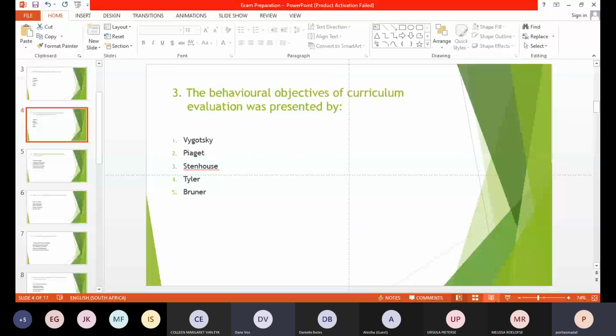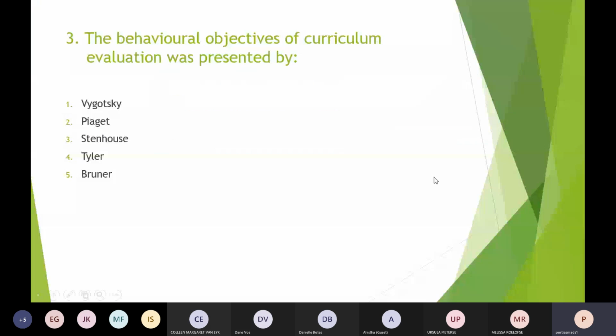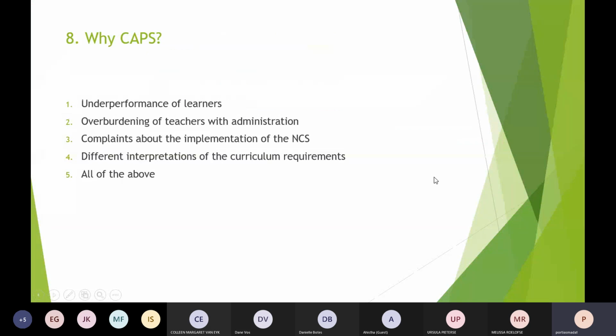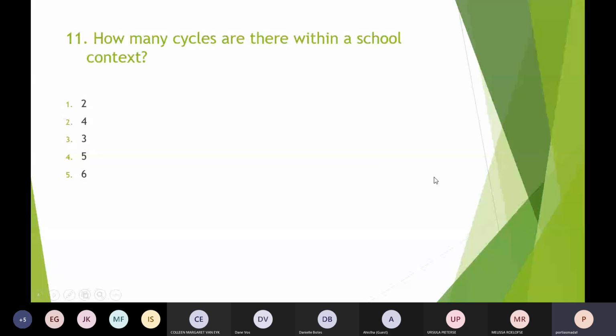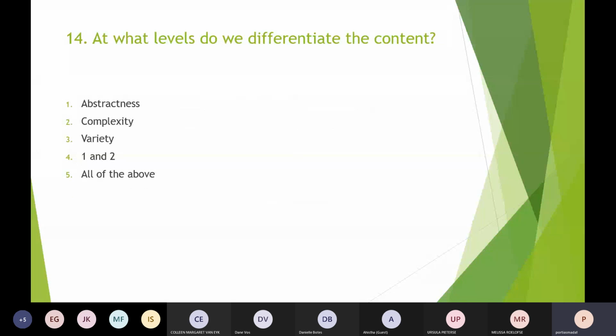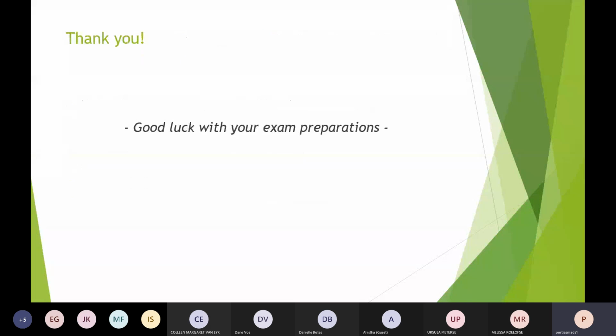Thank you, students. So when you do multiple choice questions, look out for keywords, please. And don't just answer. Read through the question twice and then evaluate your answers before you choose an answer.